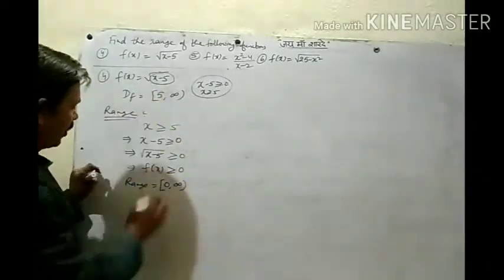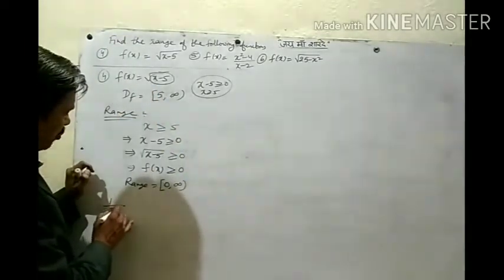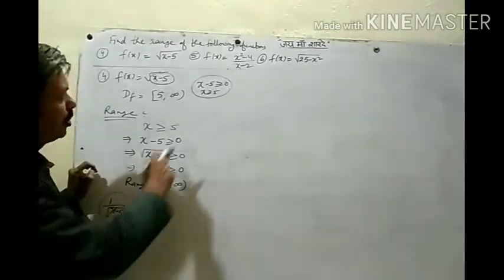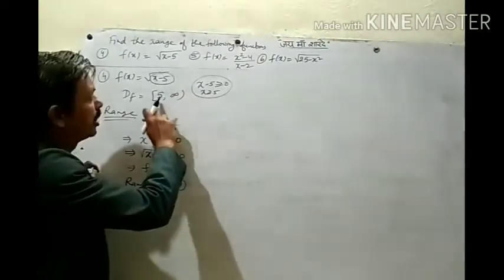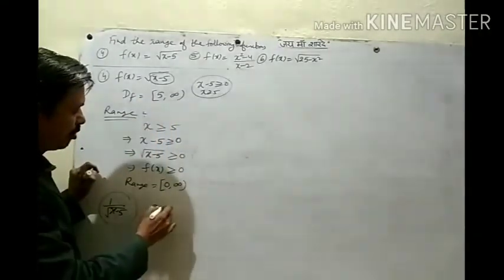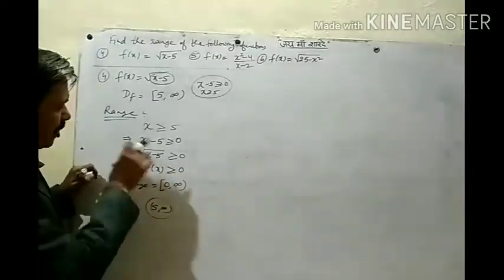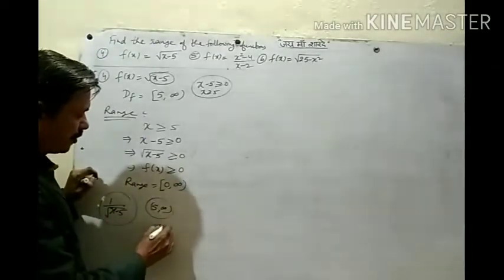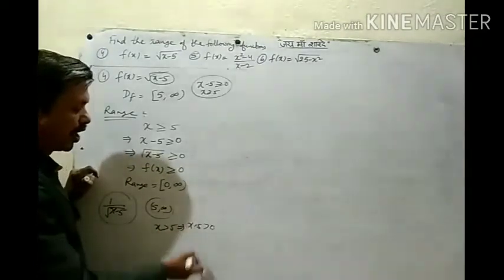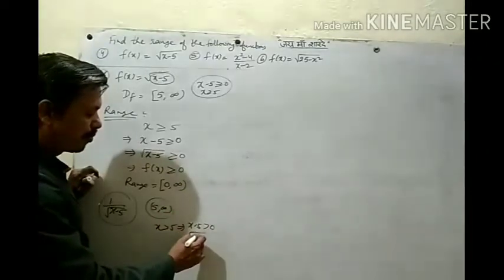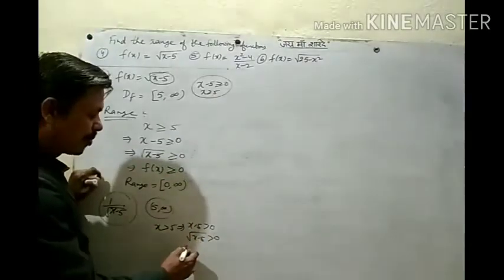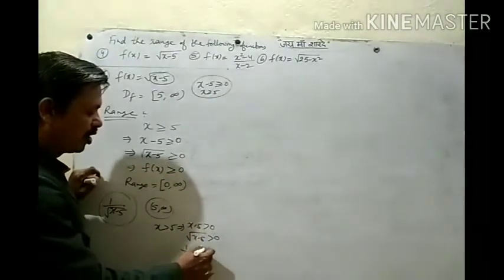If the function is given as 1 upon root of x minus 5, in this case the domain will be the set of all real numbers from 5 to infinity, but 5 is not included. Open interval 5 to infinity. Then the same thing we can apply here. If x is more than 5, then x minus 5 is more than 0. If a number is more than 0, its root is more than 0. If a number is more than 0, its reciprocal, 1 upon root of x minus 5, will be more than 0 only. Okay?